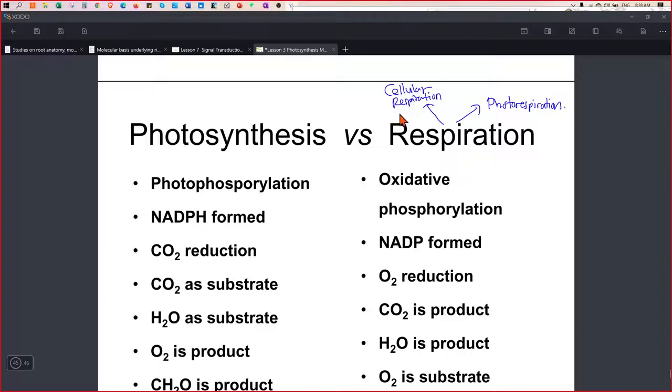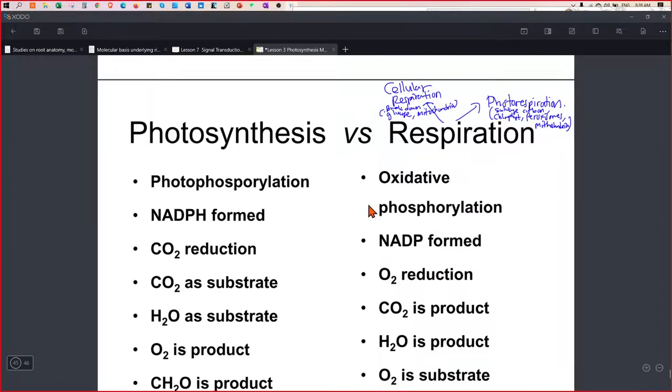Cellular respiration is the one that involves the mitochondria, breaking down glucose; it happens in mitochondria. Photorespiration is the pathway to salvage carbon. It happens in three organelles: chloroplast, peroxisomes, and mitochondria. So the list that you look at here is actually the combination of these two.